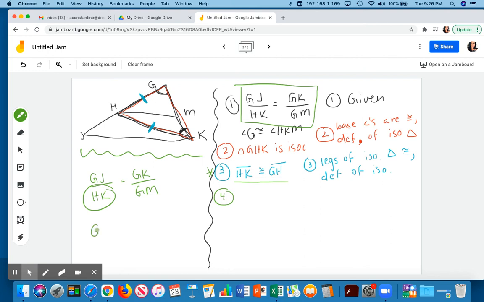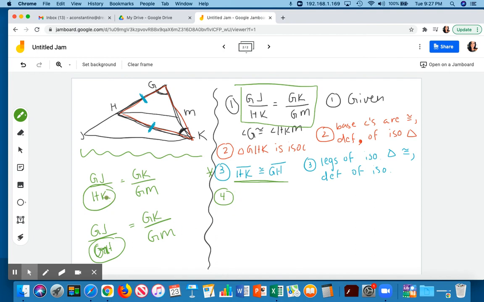So what we can actually do now is rewrite this as GJ over GH equals GK over GM. Instead of HK, we're saying GH because we proved that they are congruent. And remember I was saying, this is so weird because when you're looking at GJ and HK, those lines aren't even on the same triangle, right? So I wondered how we're going to use a proportion for that. Well, this is called the substitution method.